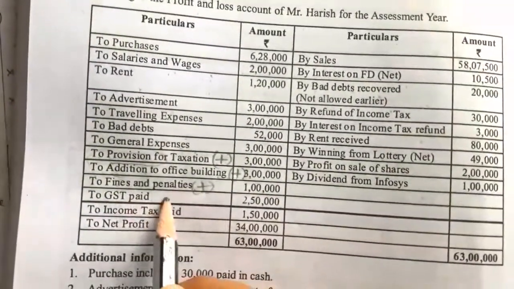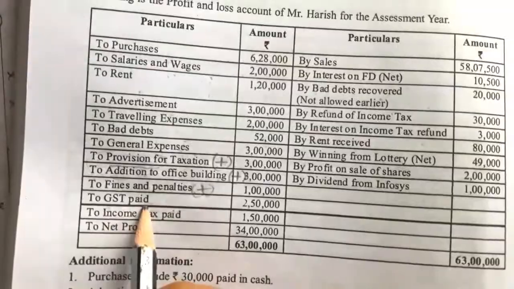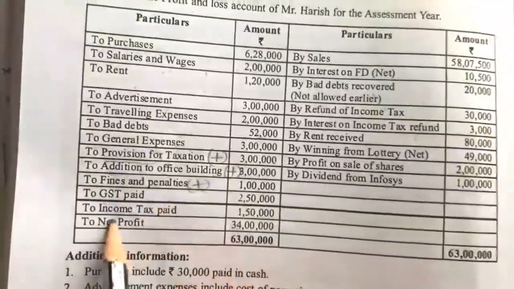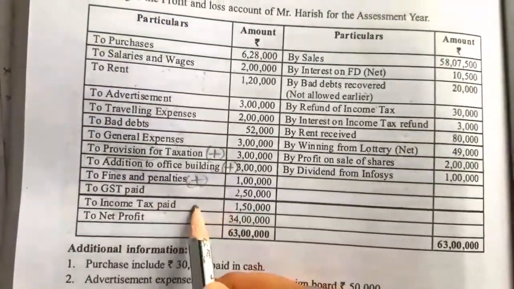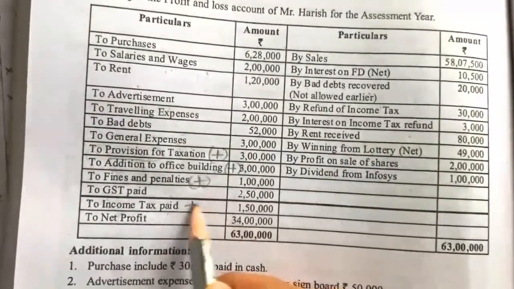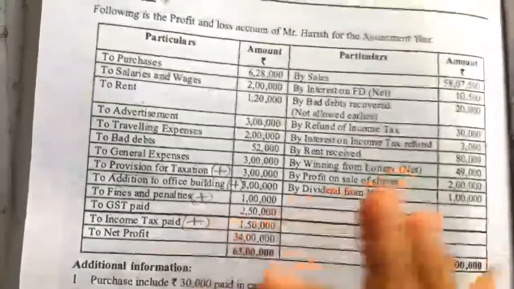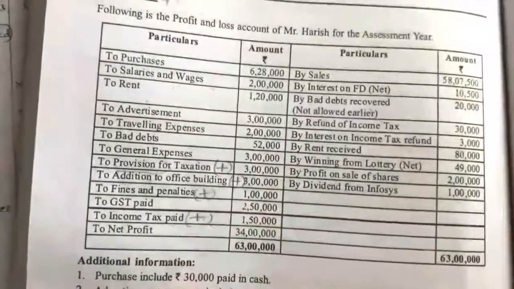GST paid, so the tax paid on goods and services is nothing but GST, so it is allowed business expenses. Income tax paid, income tax is paid on a personal income, so it is disallowed. Income tax paid is disallowed. So this is about only 4 items disallowed on the debit side.